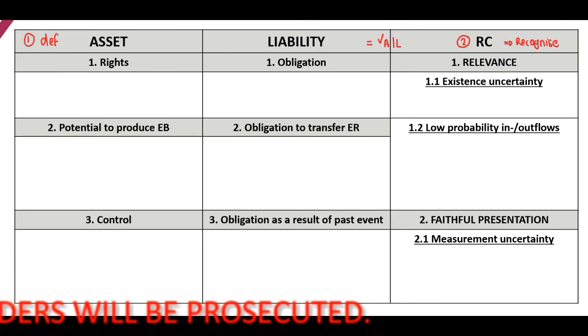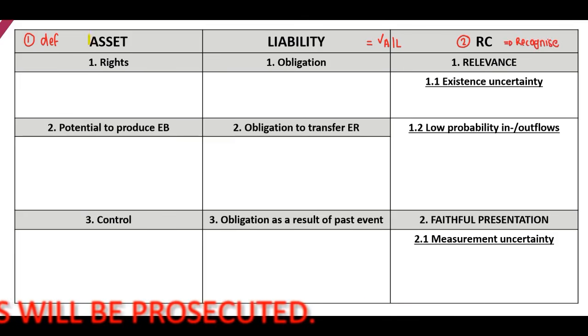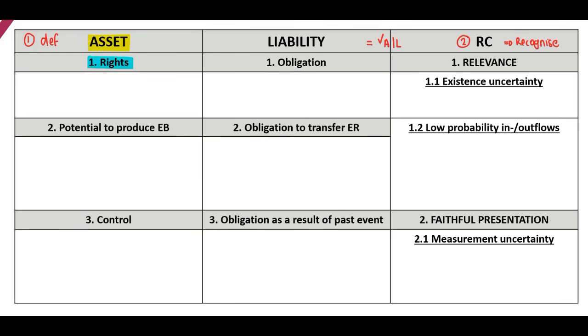Right. Now, let's first focus on our asset. Now, remember the asset, if you think about the definition, it's a present economic resource controlled by the entity as a result of a past event. Our economic resource is the right that it has to potentially produce economic benefits. Okay, so when we look at our asset, our first criteria that we need to meet is there has to be a right. Now, what is a right?